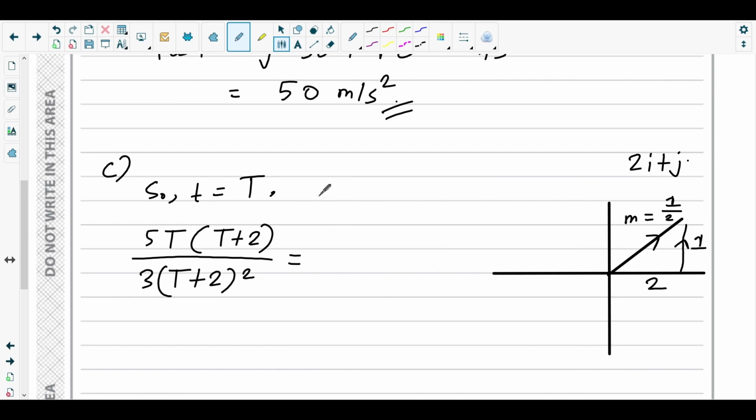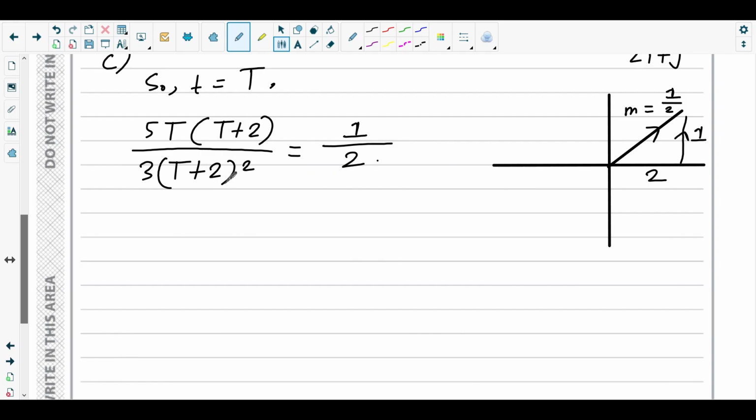It is equal to the same gradient. Since the particle P will be moving along this direction vector 2i plus j, they will have the same direction, therefore the same gradient. So what we can do now is that T plus 2 cancels out. So you will get 5T over 3 into T plus 2, and this equals a half. Now cross multiply.